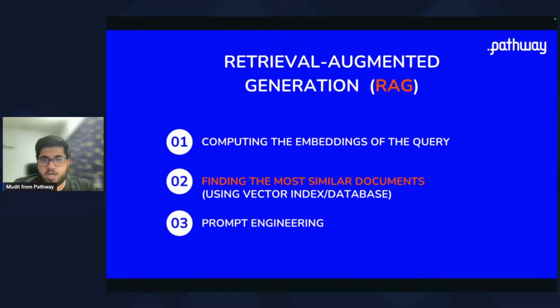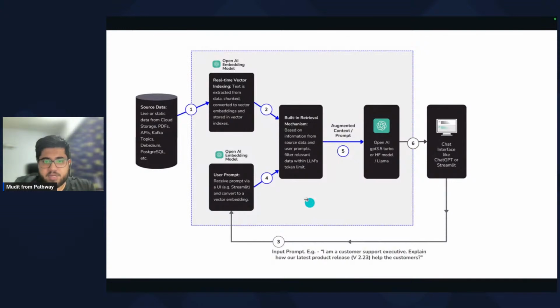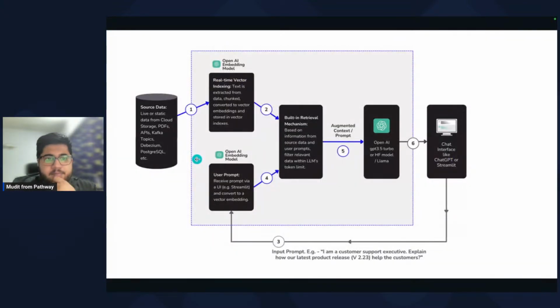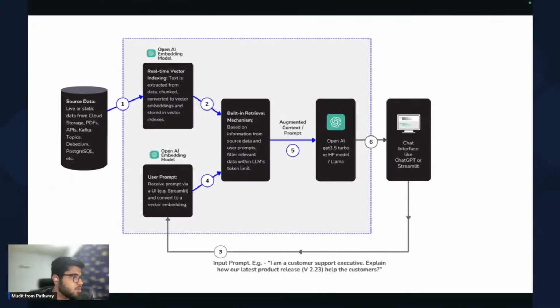So for example, let's look at this particular architecture diagram. Whenever we execute this, this is how we execute it. Typically, you have a live data source. This data source can be a variety of things. Let me zoom in. Yes, it should be bigger now. So let's say you have a live or static data source. This can include your PDFs, cloud storage, Kafka topics, DBMS, PostgreSQL, anything.